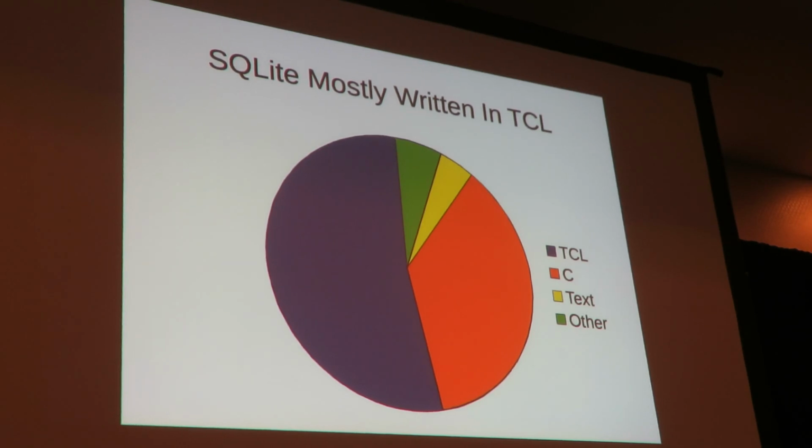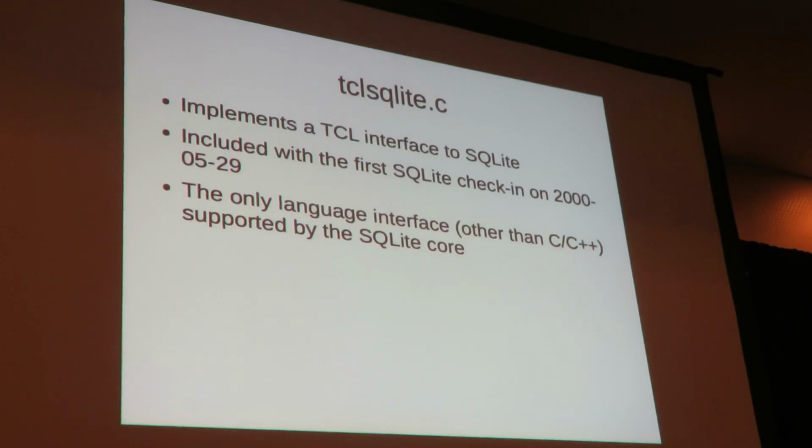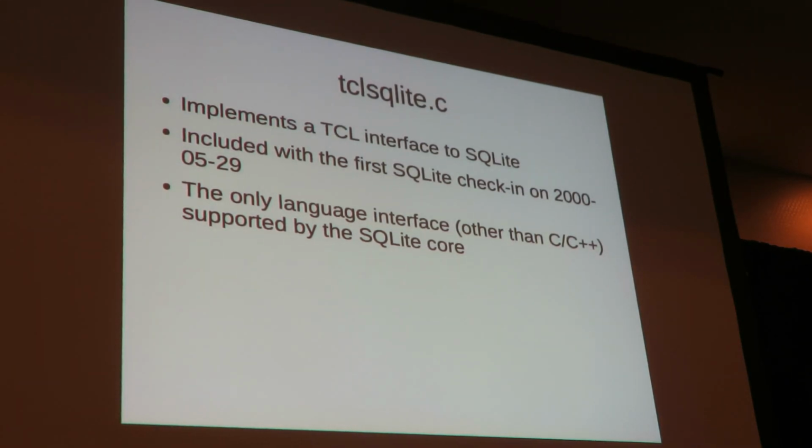So Tcl is a big part of the original source tree. Now, when we deliver to our end clients, all of that is stripped out and we've just got the pure C code at the end, but as part of the raw source tree, it's mostly Tcl. There's a single file in the source tree called Tcl SQLite3.c. This is the adapter between the Tcl language and SQLite.